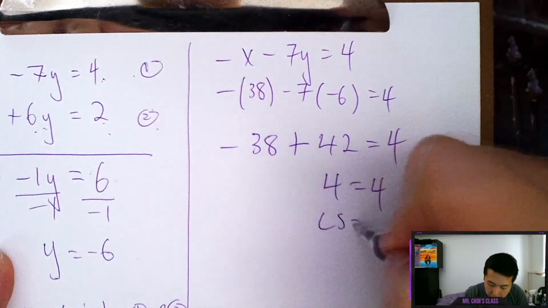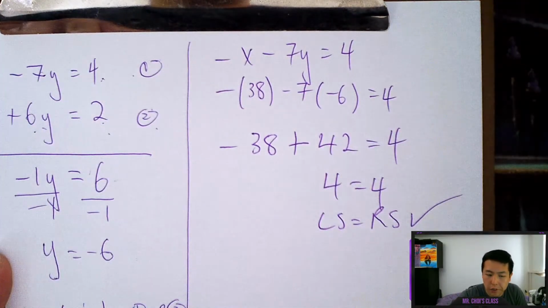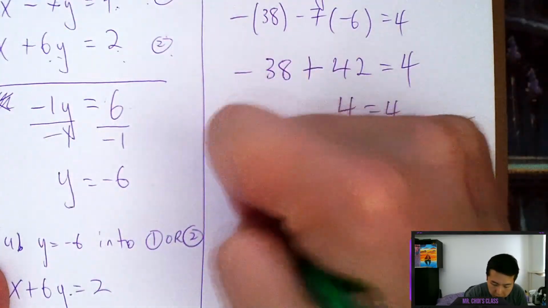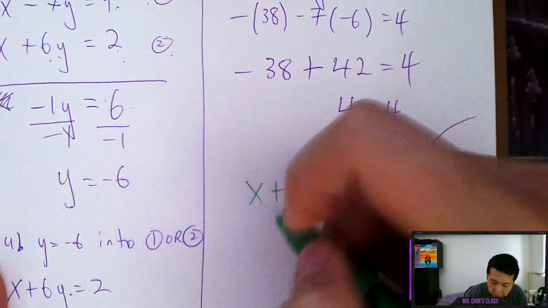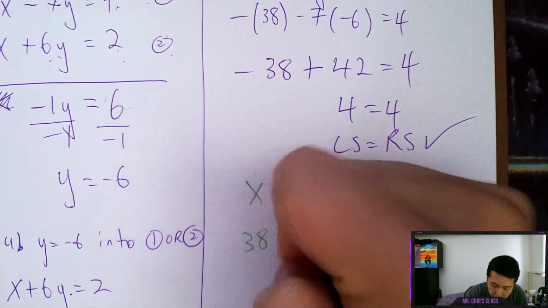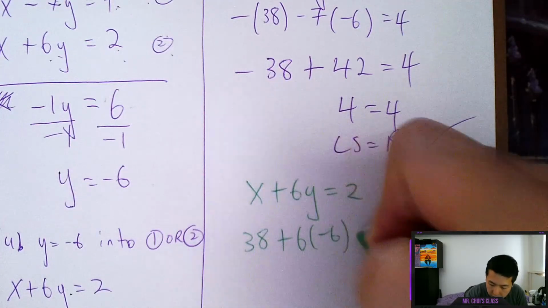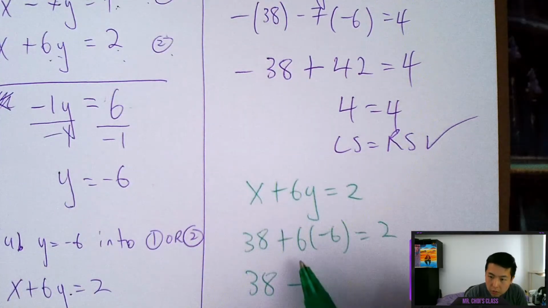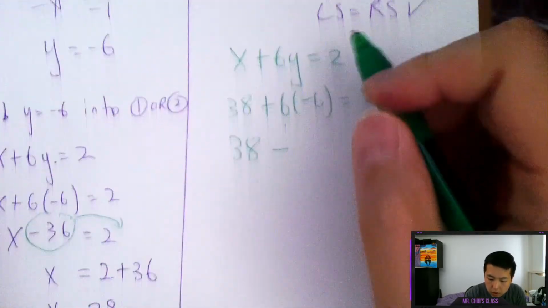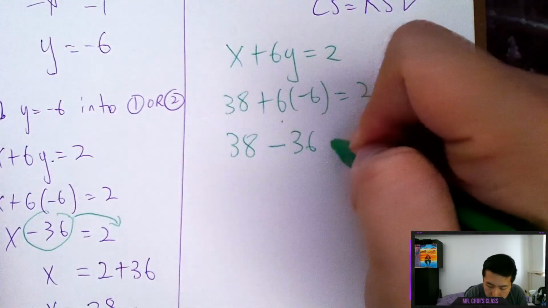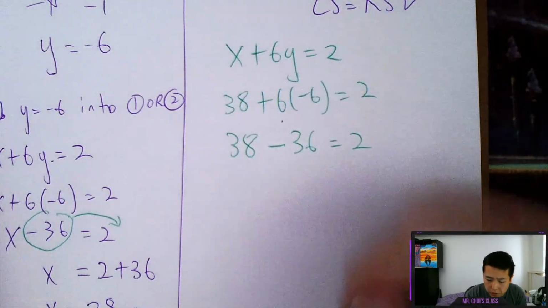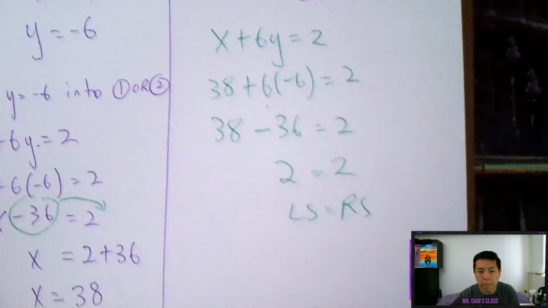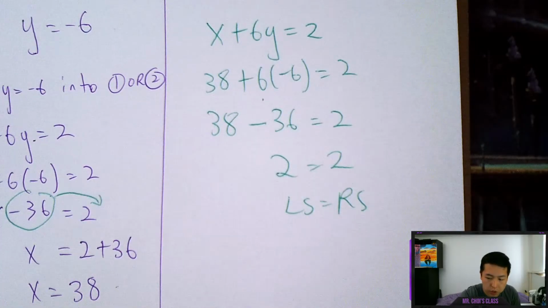And so left side equals right side. And so that's our first check. Our second check is using our second equation, which is x plus 6y equals 2. We get 38 plus 6 times negative 6 equals 2. So we have 38 minus, because 6 times negative 6 is negative 36. And 38 minus 36 is just 2. So left side equals right side. So there we have it there. And so that's a check mark.